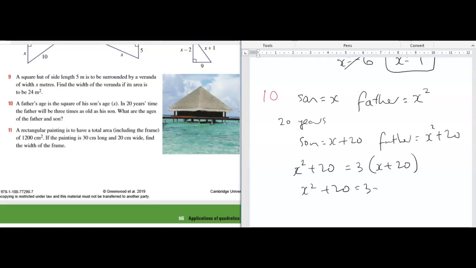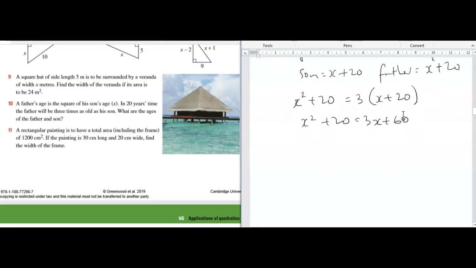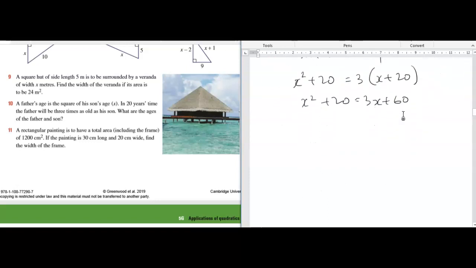Okay, so we've got 3x plus 60. Let's just tidy everything up a bit. Okay, so we've got x squared. I'm going to bring that 3x over, minus 3x plus 20 minus 60 equals 0.